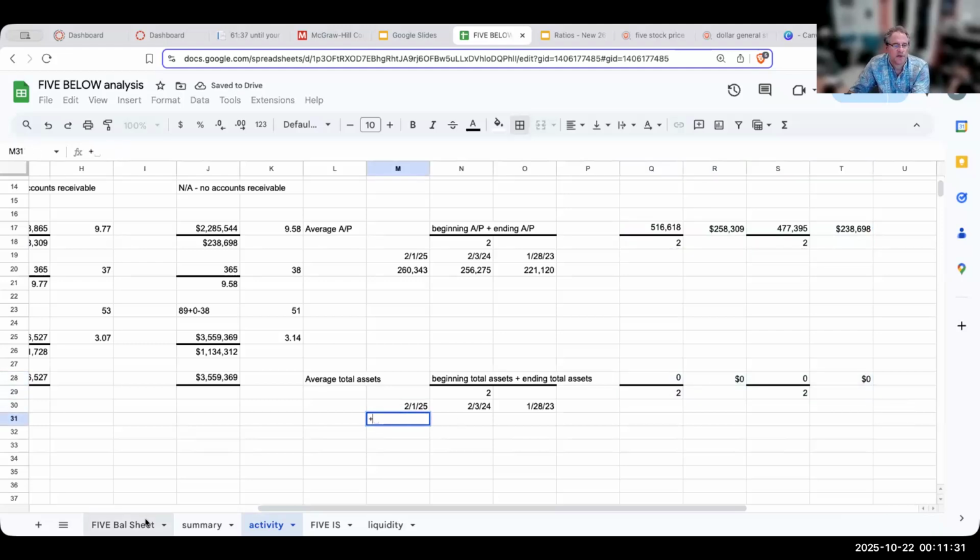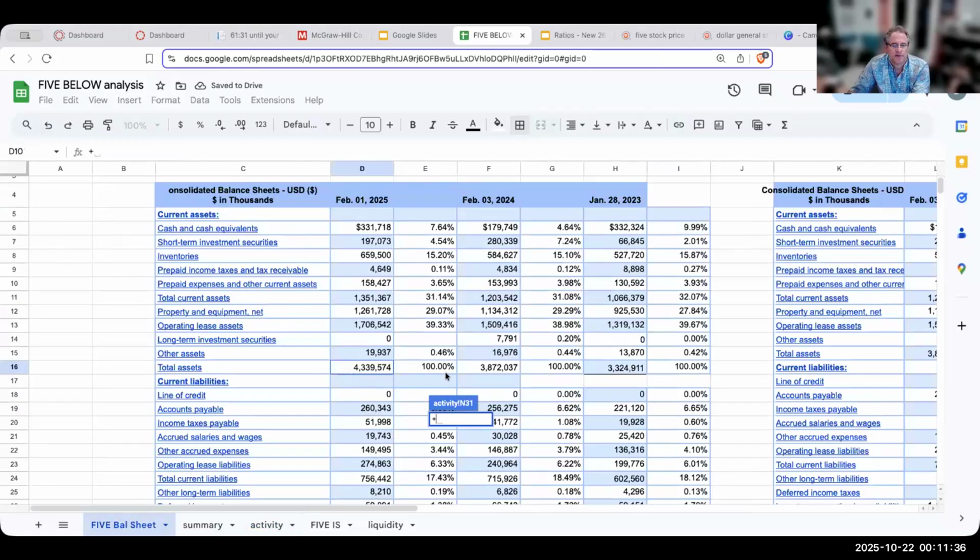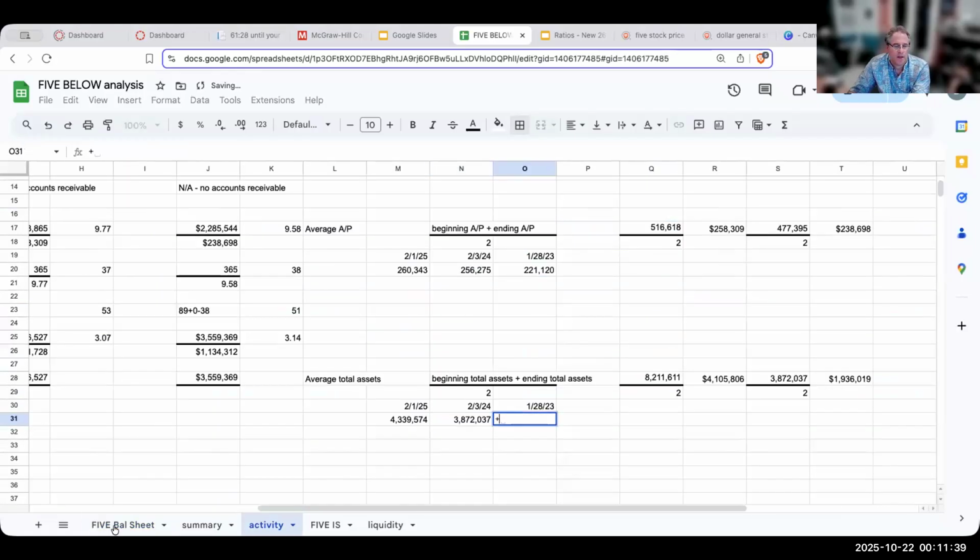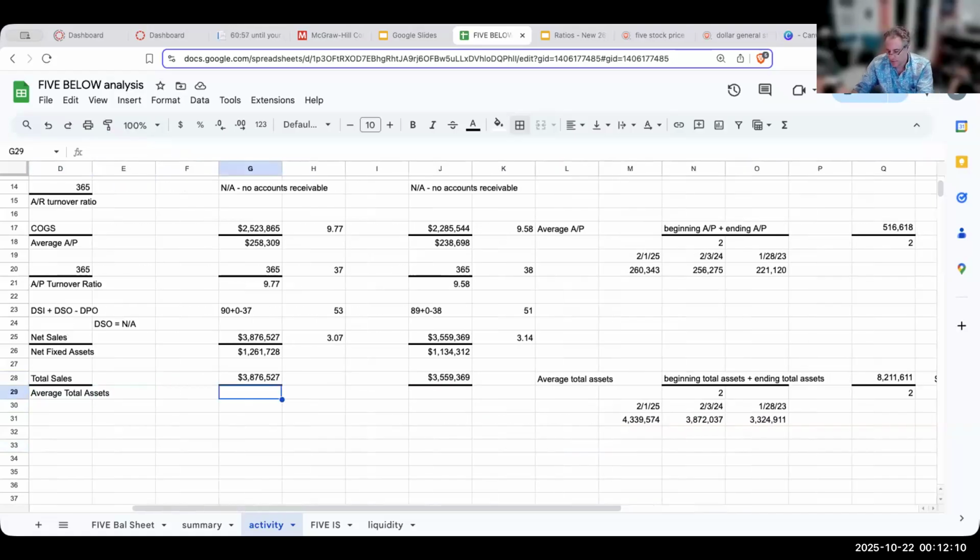Okay, so my total assets here was 4.3 billion. My total assets here was about 3.8 billion. And my total assets over here was about 3.3 billion. So when I take 4.3 plus 3.8 billion divided by 2, I get 4.1 billion. When I take 3.8 billion plus 3.3 billion and divide that by 2, I get 3.5 billion. Okay, so right over here, I now divide this by average total assets.